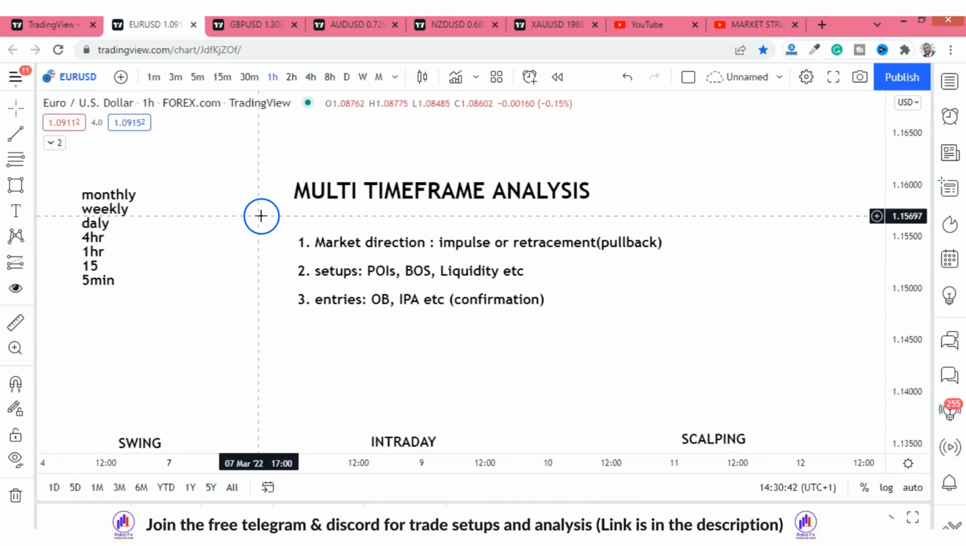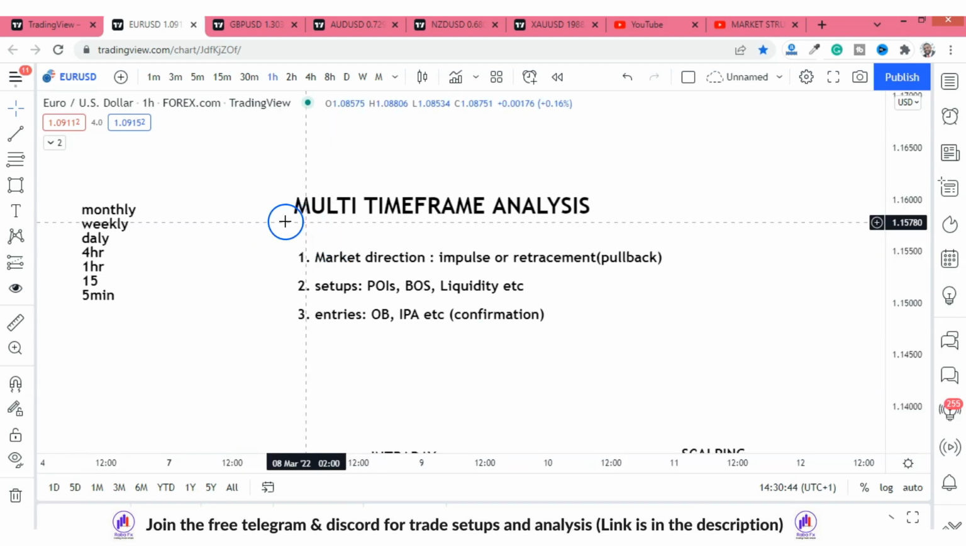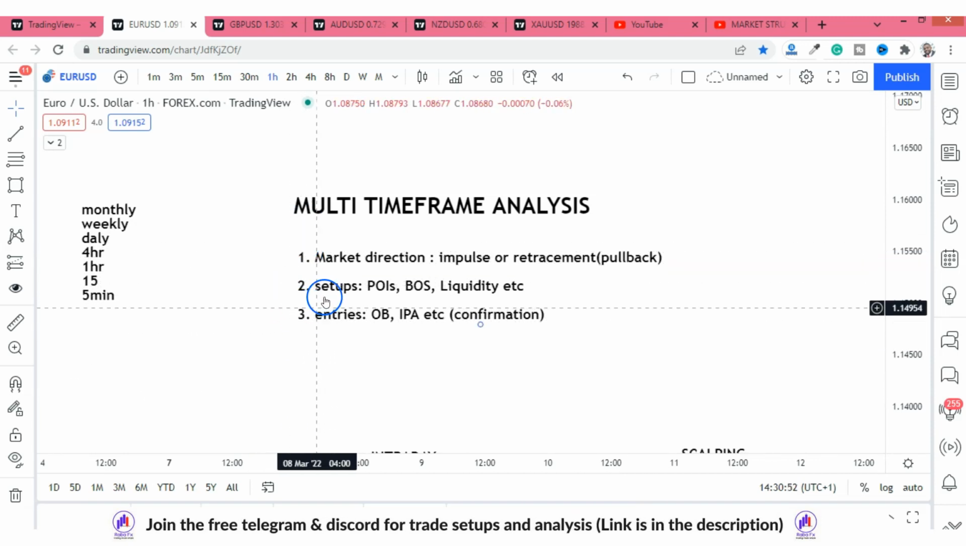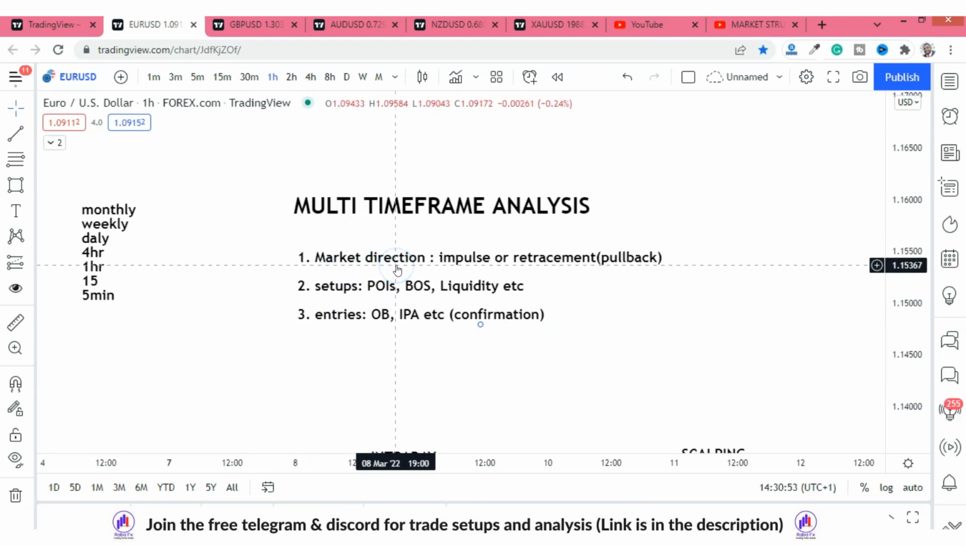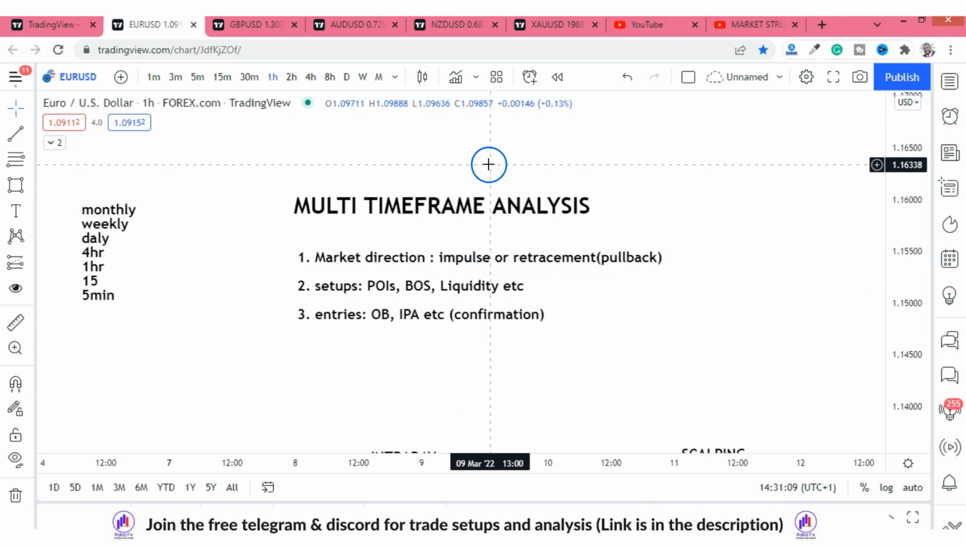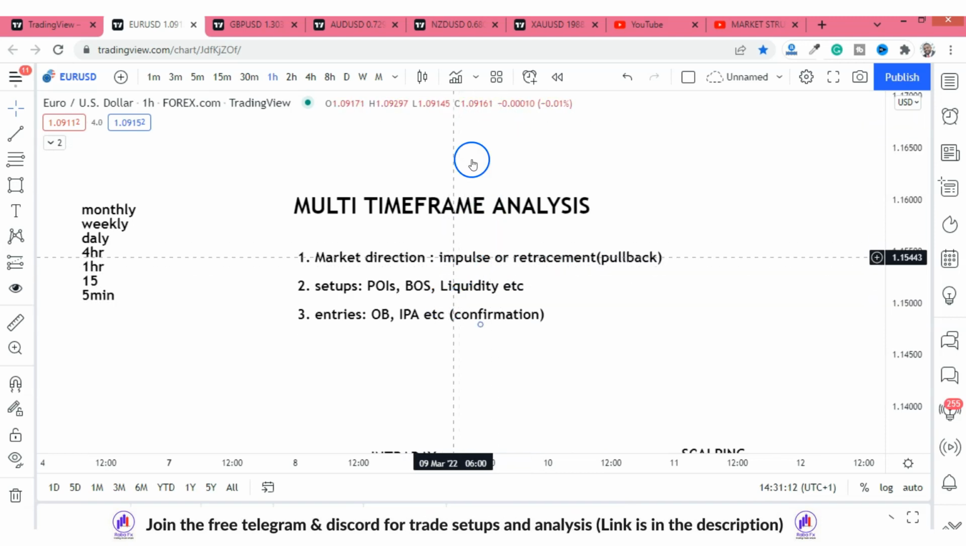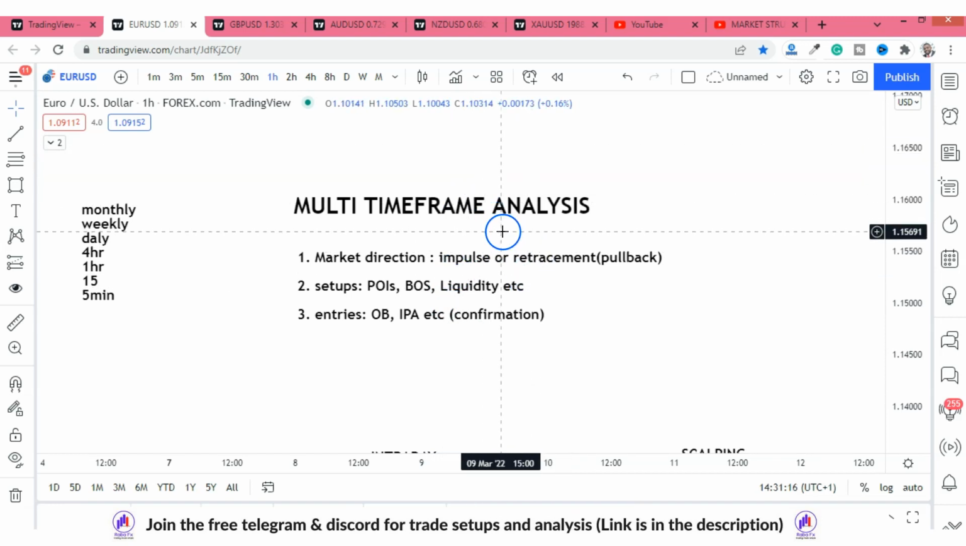Now there are three things you need to look for whenever you're doing top down analysis. When you are doing top down analysis, these three things should be in play. The first one is the market direction. You want to understand the direction the market is heading to. The direction could be an impulse or it could be a retracement. Sometimes impulse, you can change this to become an expansion leg. That's the impulse leg, the leg that broke structure. Or the retracement back to the point of interest.